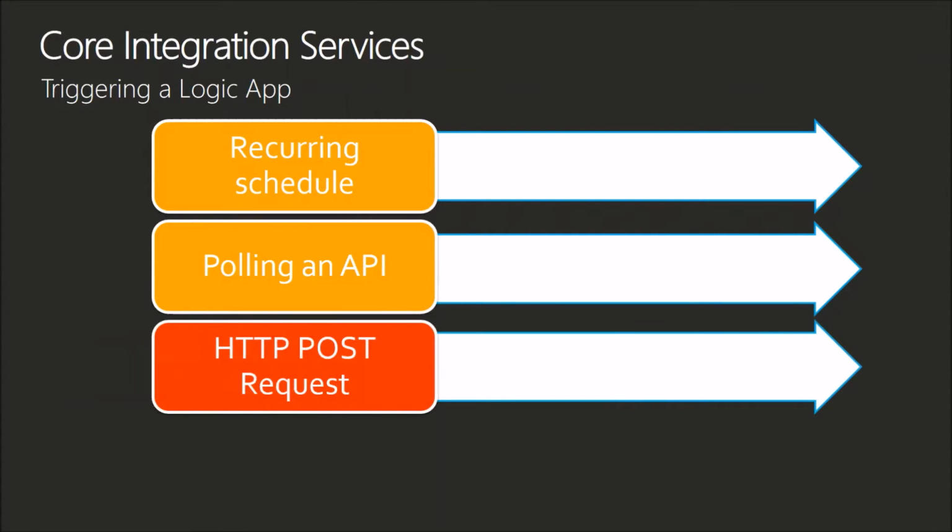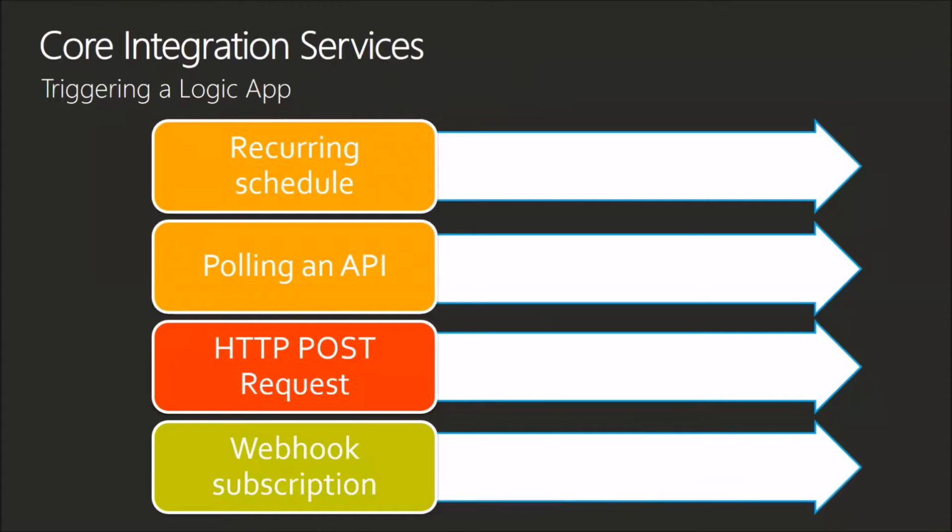The next thing is an HTTP POST request. You can expose your Logic App to the internet, of course, in a secured way. And this will allow you to send HTTP POST requests to that Logic App. That way you will be able to trigger a workflow that is connected to that Logic App. And the last one is a webhook subscription, where you create a webhook subscription, and that webhook subscription will then trigger your Logic App.